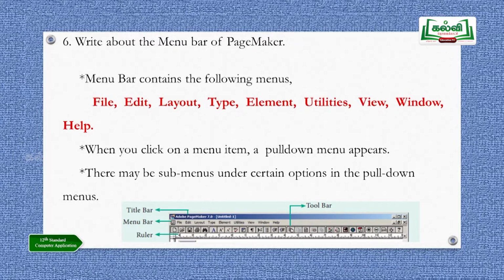The menu bar contains the following menus: file, edit, layout, type, element, utilities, view, window, help. All of these are shown here. And each menu will have a pull down menu. In that pull down menu, you will have the items belonging to that particular menu heading. Okay. Next we will move on to the 7th question.